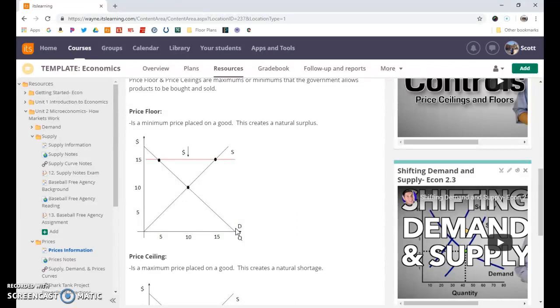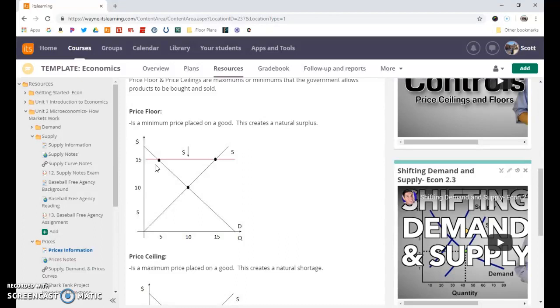A disequilibrium is where we're either going to be producing above the equilibrium or below the equilibrium. If we are above the equilibrium, this is going to create more supply than demand. If we look at this example with the price floor, we'll get to price floor in a little bit, but at a price floor of $15, there are 5 things demanded and 15 things supplied. So there's a surplus of 10 items. There are 10 items left on the shelf.